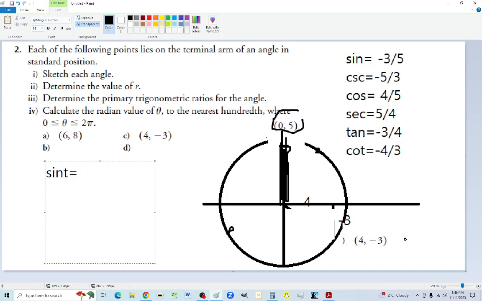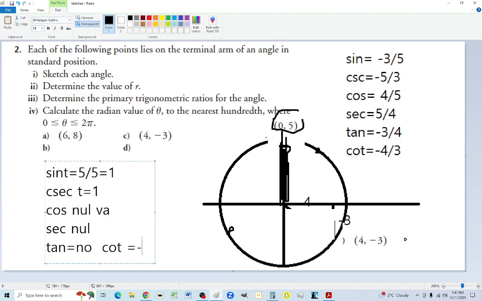So in this case, sine of theta is equal to, let's see, how would you make this logical? Sine of theta is equal to 5 over 5, which is 1. So cosecant of theta is equal to 1. Cosine doesn't exist, no value. So that means secant does not exist. And tan is going to be the opposite over the adjacent. It does not exist. But cotan is equal to 0.